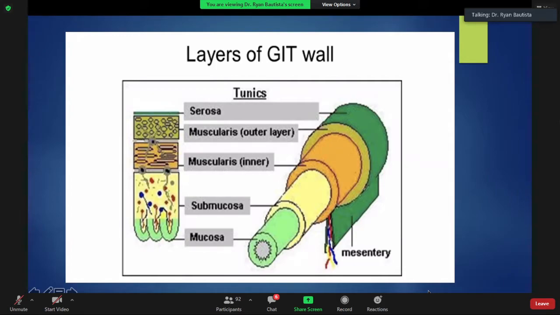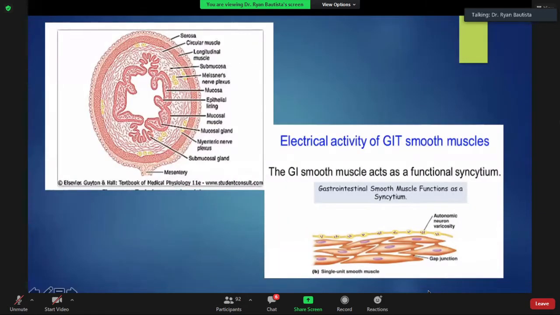Now, after you peel off that serosa, you have 2 layers. You have your outer layer and inner layer of muscles, right? Your longitudinal and circular layer. After that, you have your submucosa and, of course, your mucosa. Now, this is the histology of that. As you can see, serosa means it's an intraperitoneal organ. You have your longitudinal muscle outside, and inside you have your circular muscles. And after those 2 muscle layers, you have now your submucosa, which houses your Meissner's plexus.